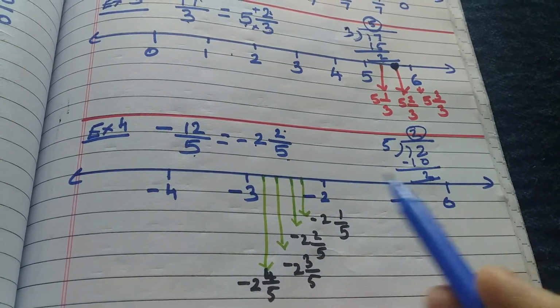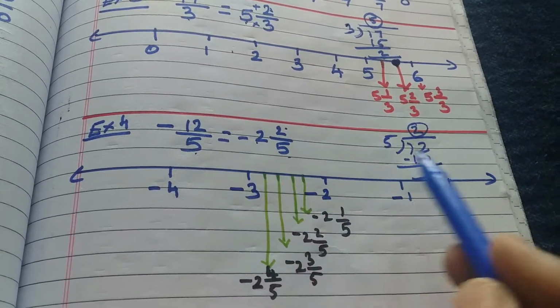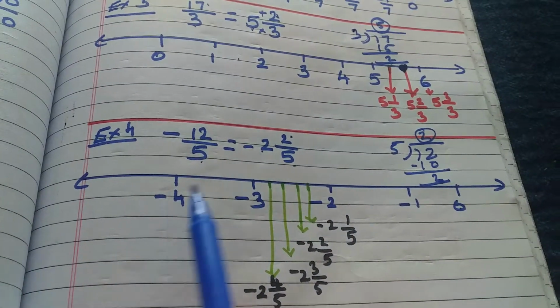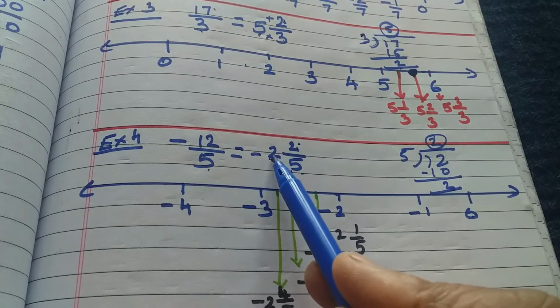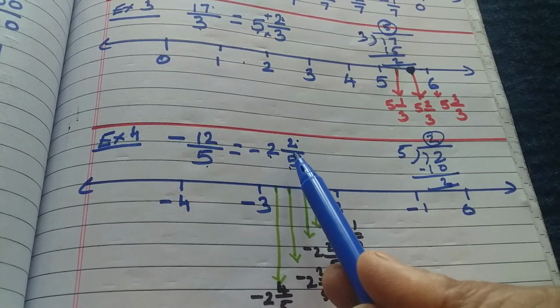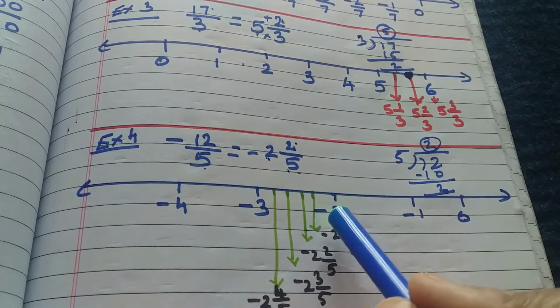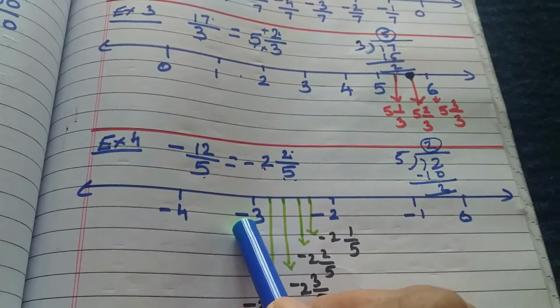Now on the number line, we want the negative side of it. So mark 0 towards the right side. Take the left hand side fully. Now minus 2, 2 by 5 is more than minus 2 but less than minus 3. That means it lies between minus 2 and minus 3.